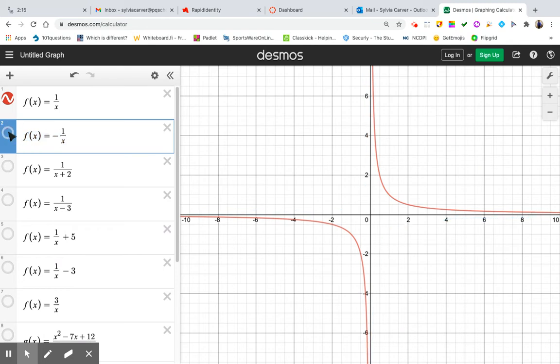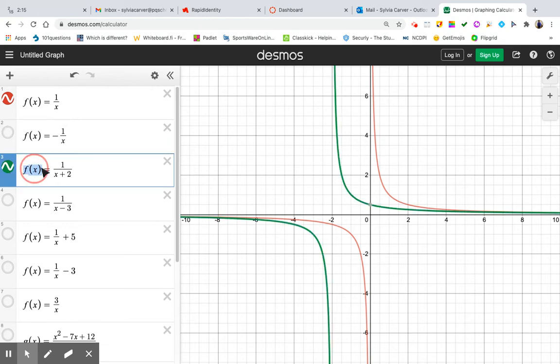So the red is the basic one that we're looking at. Let me incorporate graph number 3. Graph number 3 moved left 2 units. So you can imagine, maybe there's a point right here where my pointer is, we moved over 2 spaces to the left. So the whole function shifted left 2 spaces.